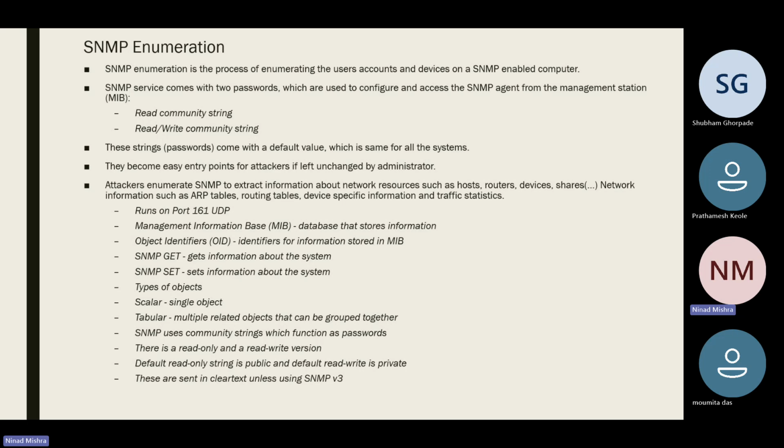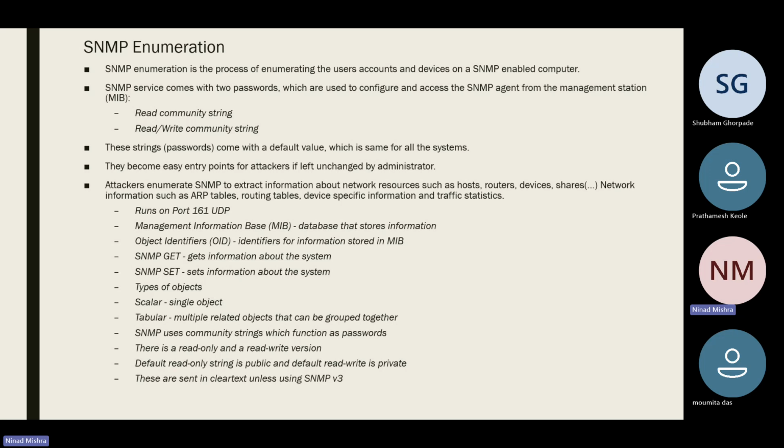there is one database file that contains all this information, which is called the MIB, that is, the management information base. It is maintained as a database that stores the information. Then there are object identifiers, which are the identifier information stored in the MIB. Then there are two commands, which are SNMP get and SNMP set. The get will get the information about the system, and set will set the information about the system.